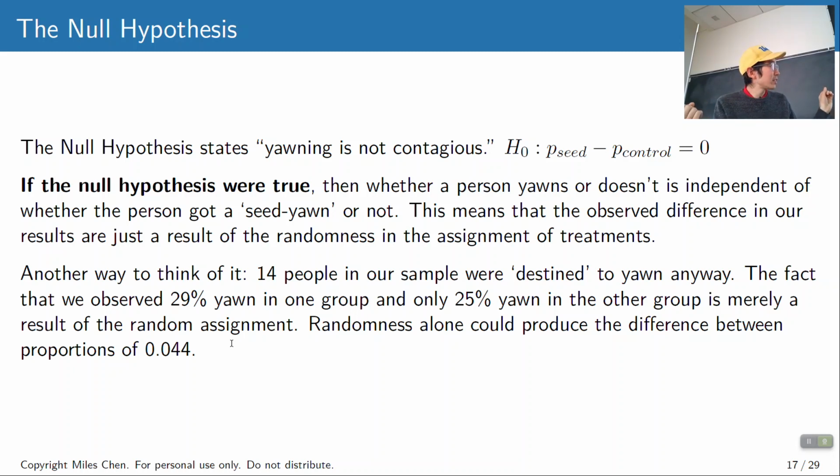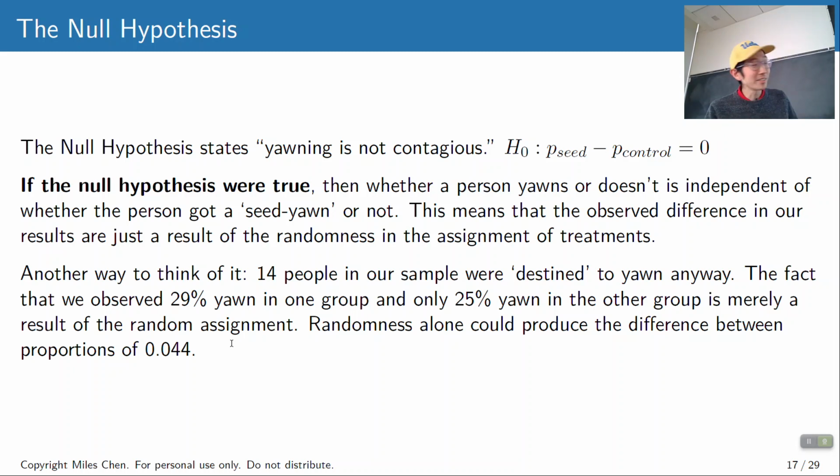And the idea is that if that were the case, could we just end up where 29% in one group yawn and in the other group only 25% yawn? Is it possible that could have happened just by randomly putting them in there, and not because they saw the seed yawn or were in the control group? If the null hypothesis were true, we're basically saying randomness alone could produce the difference between proportions of 4.4 percentage points.